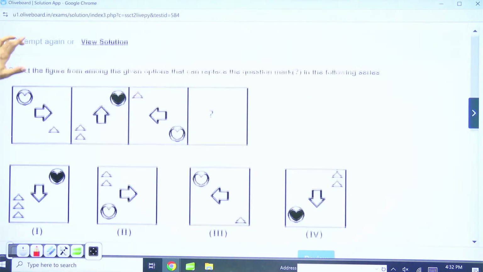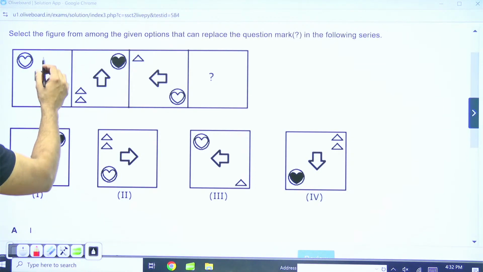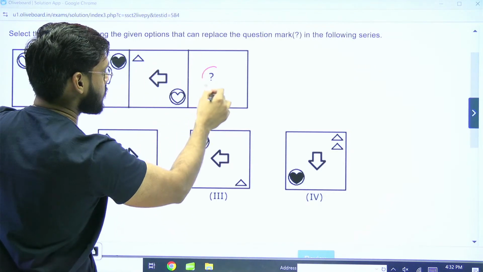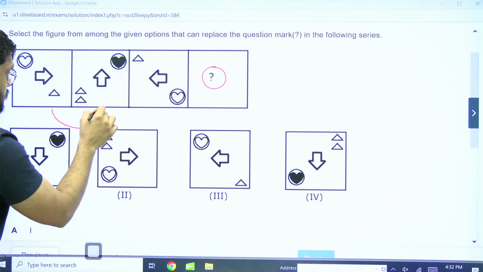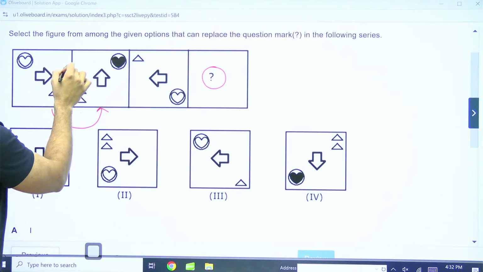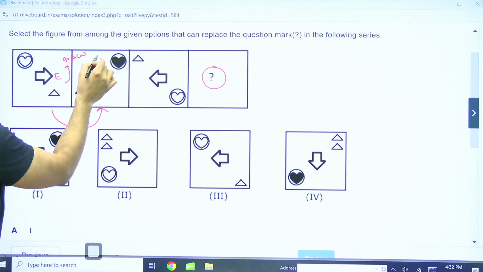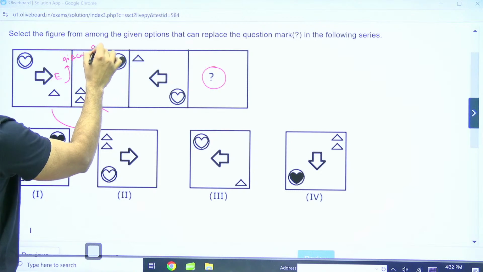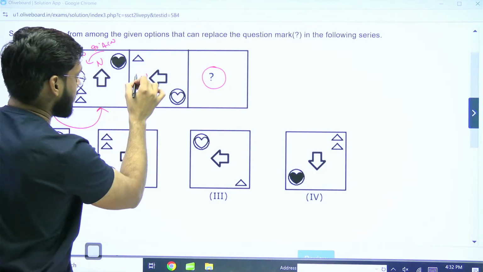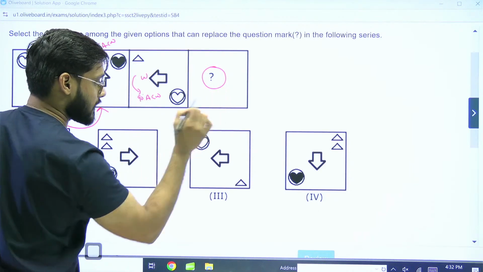17th question on our screen. We need to select the figure from among the given options that can replace the question mark. From this image to this image, this arrow was facing in the east direction. After a 90-degree anti-clockwise rotation, it is facing in the north. Again a 90-degree anti-clockwise rotation, it is facing in the west. Again a 90-degree anti-clockwise rotation, it will face in the south.